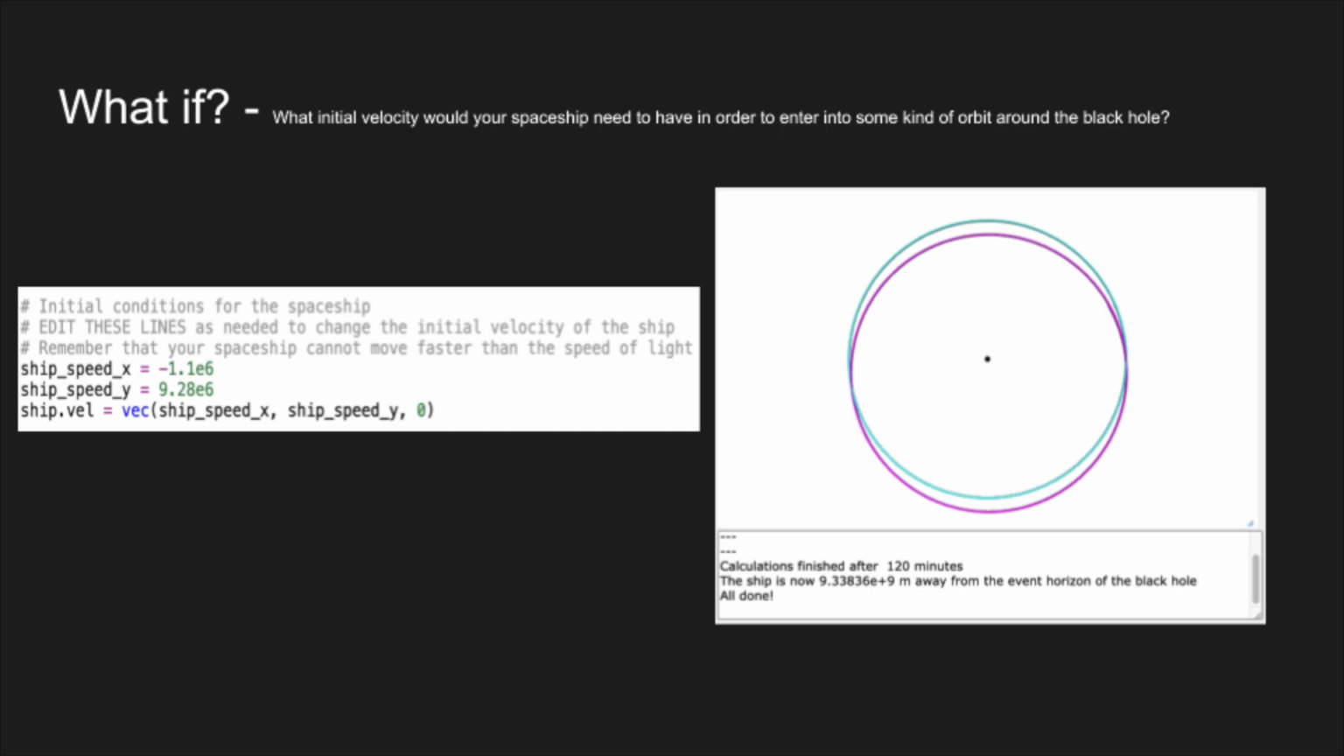Part 2, we found the initial velocity at which the spaceship does not collide with the planet or the black hole. But now we want to find out what initial velocity of the spaceship is needed to make sure it enters into some kind of orbit around the black hole. And again, I used the guess and check method. The velocity was negative 1.1 times 10 to the 6 for the x component and 9.28 times 10 to the 6 for the y component.